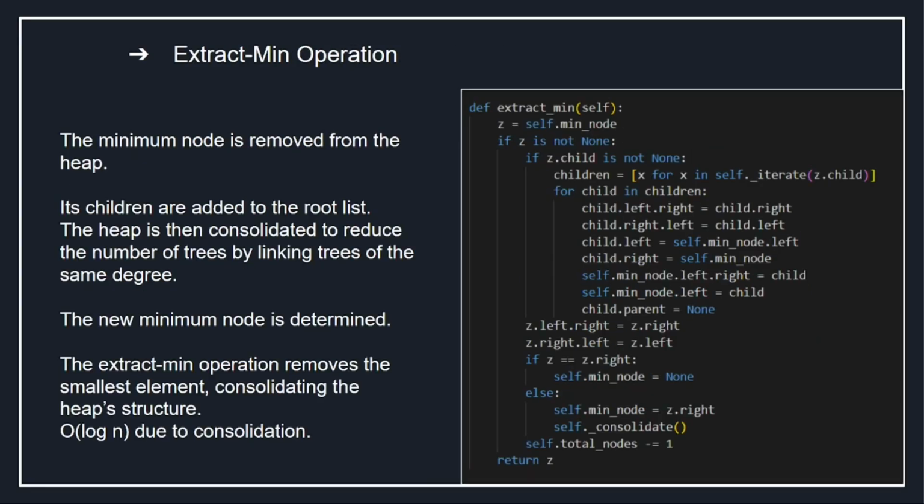Moving on, this is the extract min operation function. As the name suggests, it removes the minimum node from the heap list, and the new minimum node is determined over here. The extract min operation removes the smallest element and then consolidates the heap structure. As you can see, the time complexity is log n due to the consolidation.